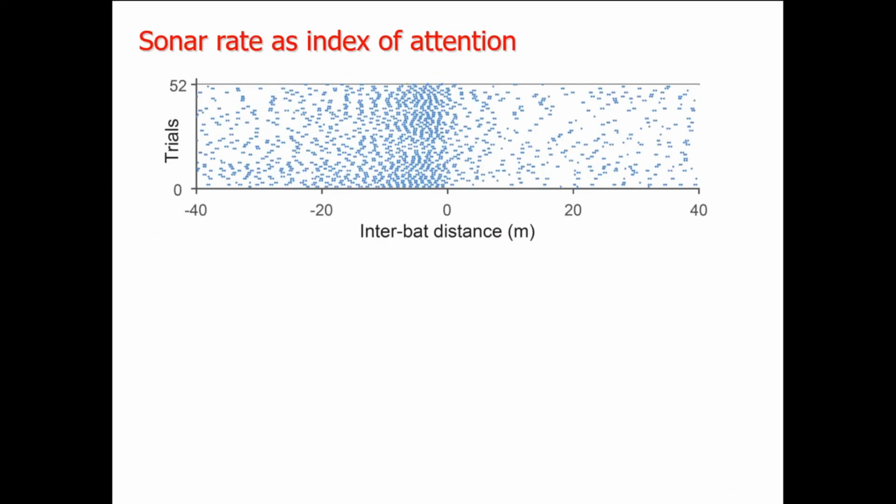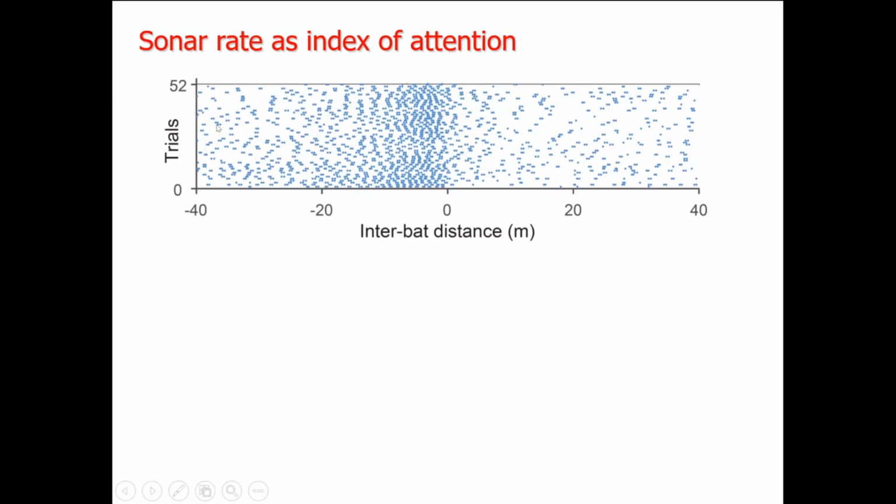Now, interestingly, here we can utilize an interesting property of the sonar. One thing we know already for many years, and it's been shown in many bat species, is that when a bat attends to something, it increases the rate of its echolocation calls. And you actually see it here. This is a raster, not of spikes, but of echolocation calls. Each dot here is an echolocation call, or a sonar call.